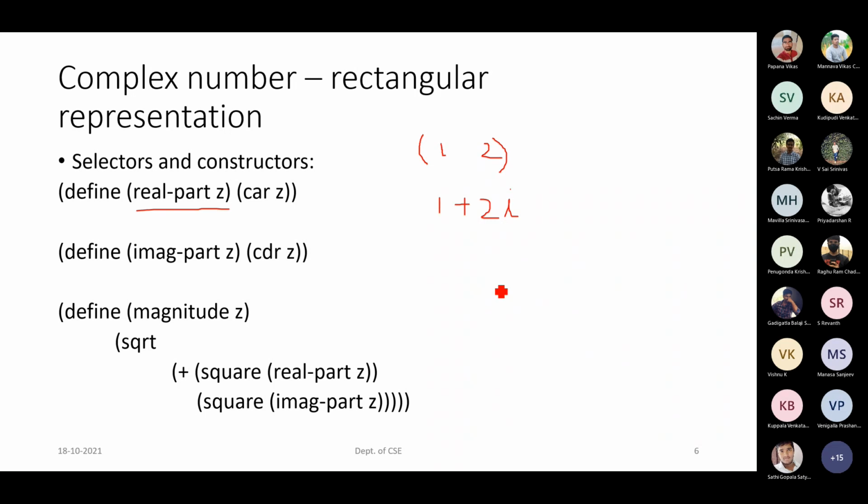So now if you want the imaginary part of the complex number, that is the second value of our complex number. So we have to directly make use of the selector CDR of that complex number. So imaginary part is expecting one argument, a complex number. Whenever we say a complex number, it will be a combination of real part and imaginary part, since I am discussing with respect to the rectangular form.